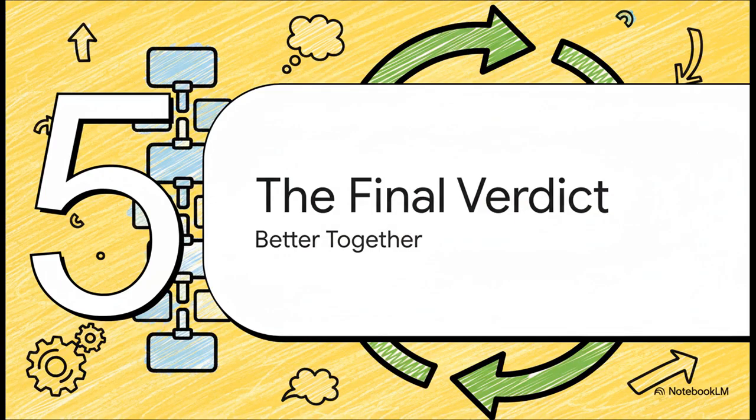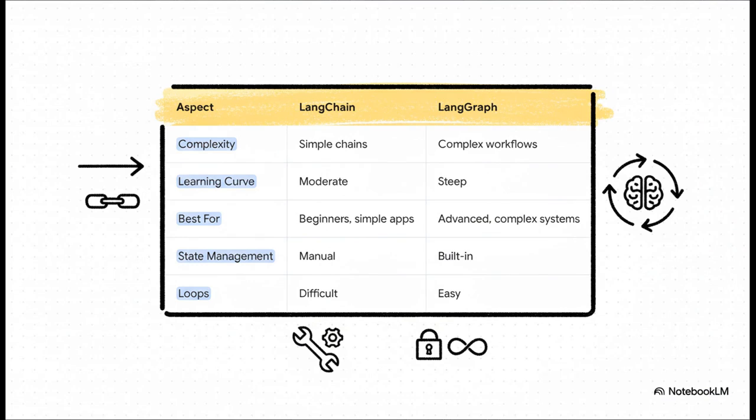So, after all that, what's the big takeaway? Is it time to just throw LangChain in the bin and go all in on LangGraph? Well, let's just look at the breakdown. LangChain is for simple, linear stuff. It's great for beginners, but you gotta handle state yourself. LangGraph is built for complexity. Yeah, the learning curve is a bit steeper, but it gives you all that power. State management, easy loops, right out of the box. They're clearly built for different jobs.